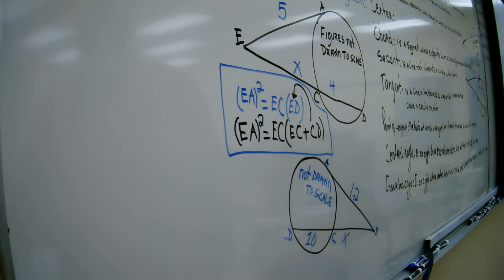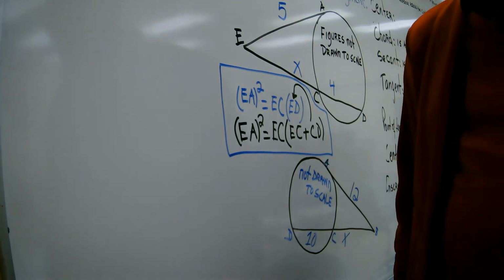The theorem states that if a secant and a tangent segment share an endpoint outside a circle, then the product of the length of the secant segment and the length of its external segment equals the square of the length of the tangent segment. So let's try to break this out. Let's try to clarify that.